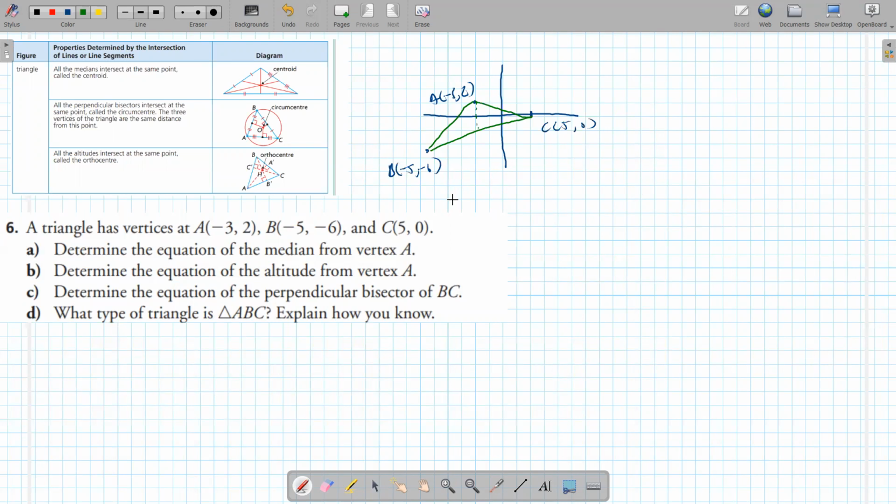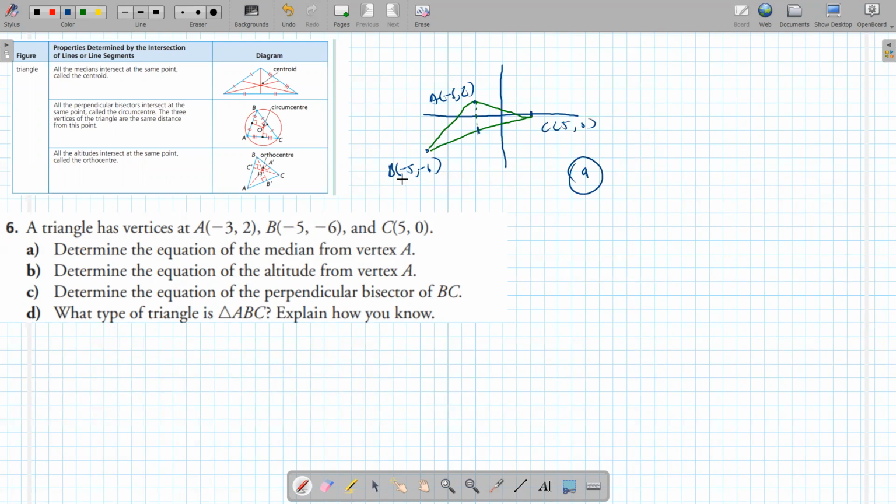Remember, to find the median, it goes from one of the vertices to the midpoint of the other side. So look at this, part A. We're looking for this median, yeah? It goes from this point to this point, and this point is the median. Oh, sorry, it's the midpoint.